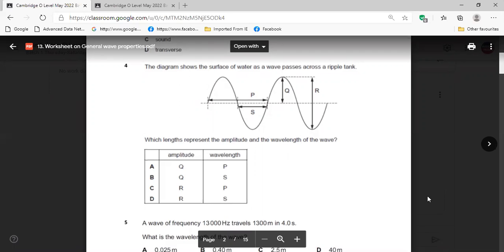Mahi, read. Okay, sir. The diagram shows the surface of water as a wave passes across a ripple tank. Which lengths represent the amplitude and the wavelength of the wave? Sir, A. Amplitude is Q and wavelength is P. Now you got it right. So what is R?